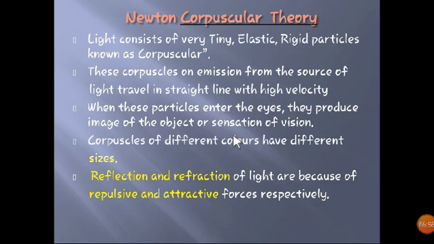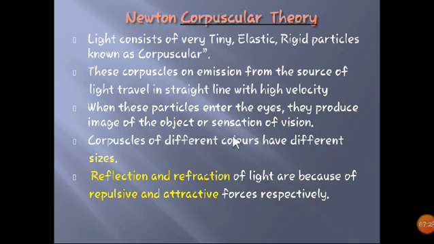Have you understood? First, light consists of tiny particles which are elastic and rigid in nature. These are known as corpuscles. Second, these corpuscles travel in a straight line and with high speed. Third, when these particles fall on the retina of our eye, we get the sensation of light and we can sense the image which is there in front of our eye.